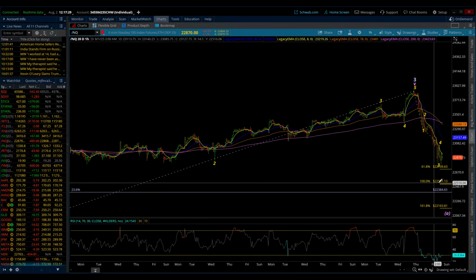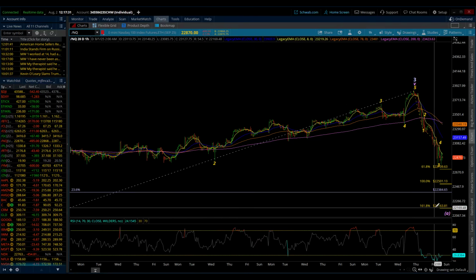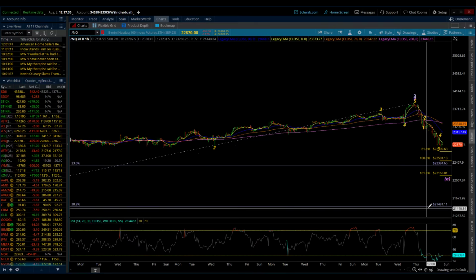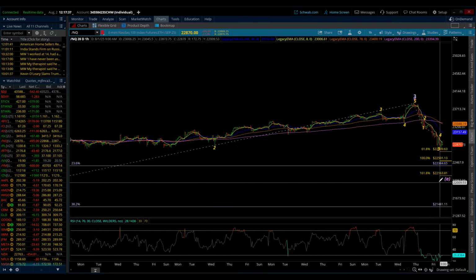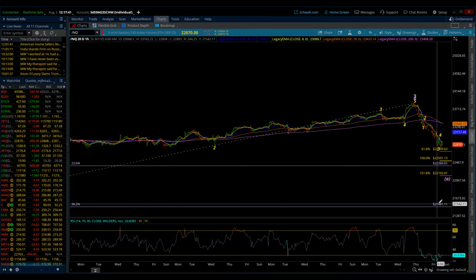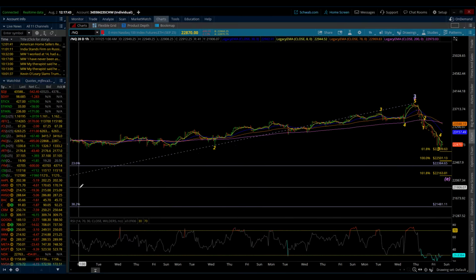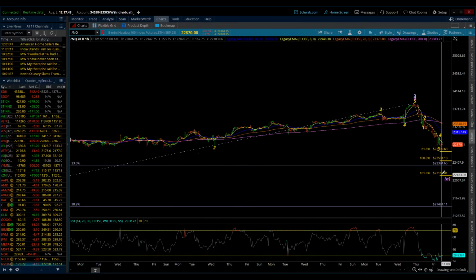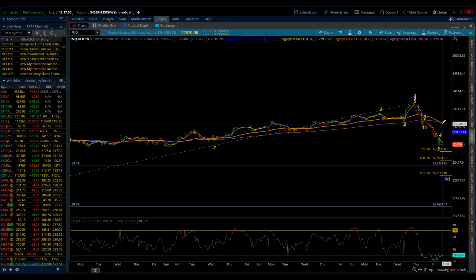But most common, 100. Second most common, 618, 22,163. Where's that 382? 21,481. So we got quite a difference between 1.618 and that 382. So I think in the futures market, we might come in right there. And then we get the turn.